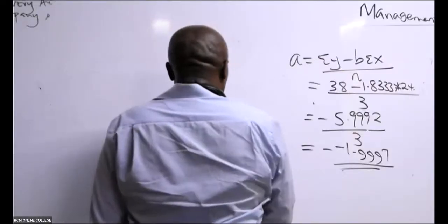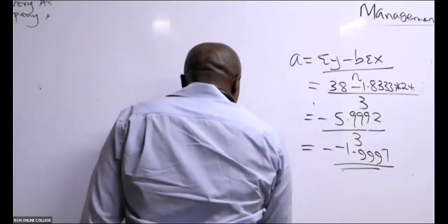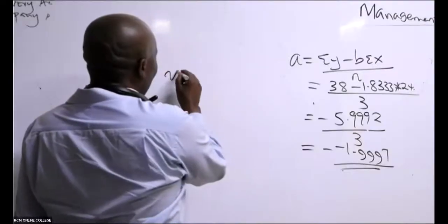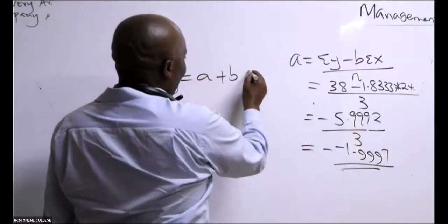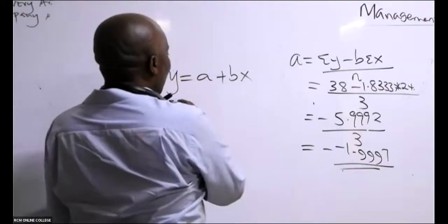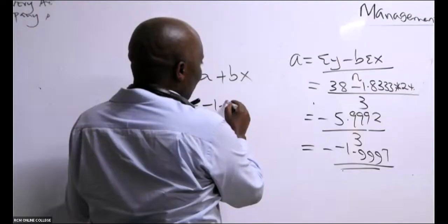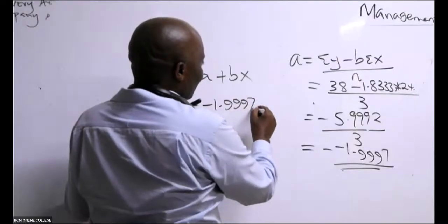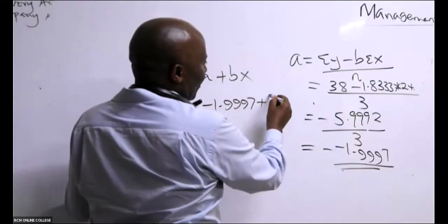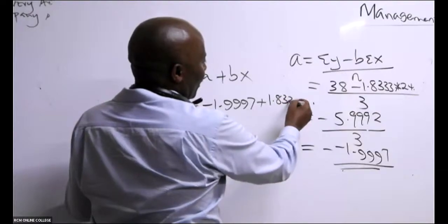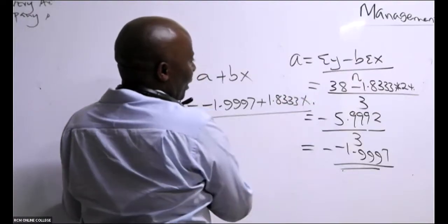Then we'll be able to come here, ladies and gentlemen, and write the equation for us. You'll be able to come here and say y equals A plus Bx. Now you have the value of A and the value of B. So A is negative 1.9997 plus B, which was 1.833, times X.